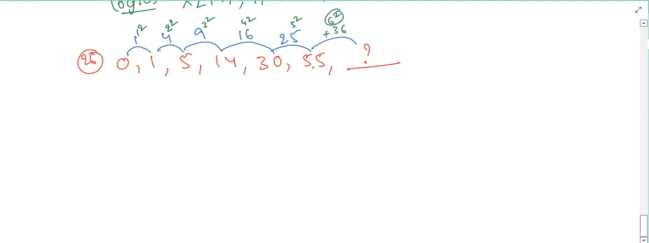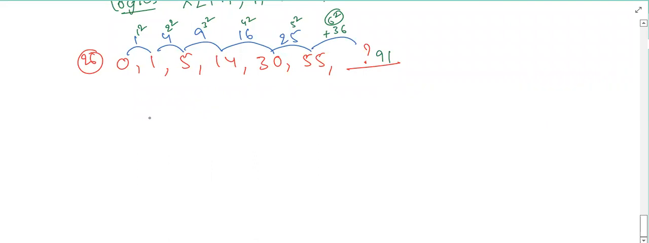Okay, if all your discussions are completed, now listen to me. 55 plus 36 is 91. So this is the purpose. Why I said you have to remember the squares up to this point, minimum, and you have to remember the cubes. Because you know them, you have identified them. If you don't know them, how can you identify them?